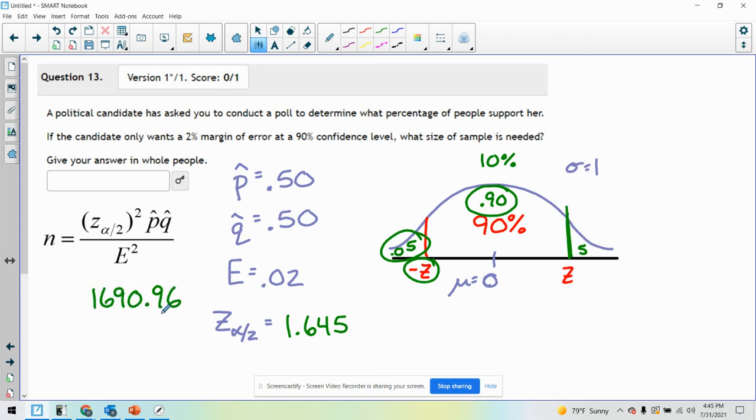So no matter what this decimal is, this will round up to 1691. But let's just say that this was 1690.21. This should normally round down to 1690, but you want to make sure you have a large enough sample size. If I round this down to 1690, it might not be large enough anymore. So for these particular problems with sample size, no matter what decimal you get, always, always, always round up. So this is going to be 1691. And then all the different sample size questions behave the same way. It's just the formula is different. So that's really how they're done.